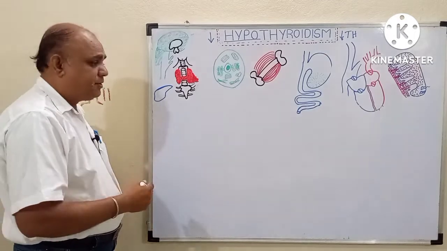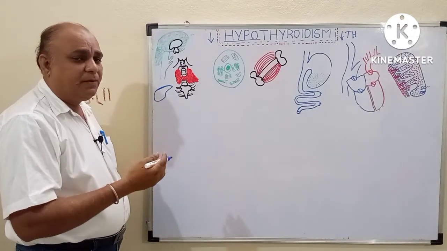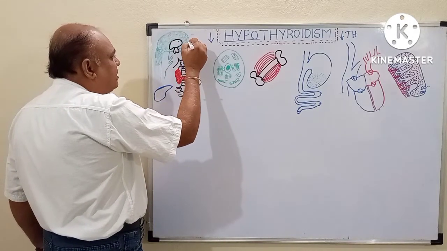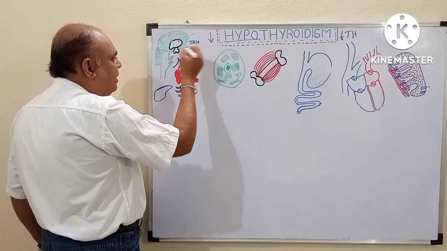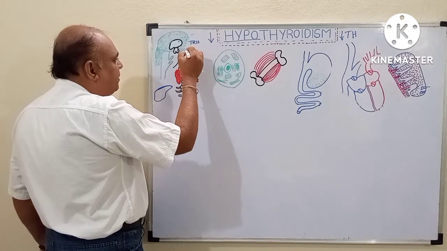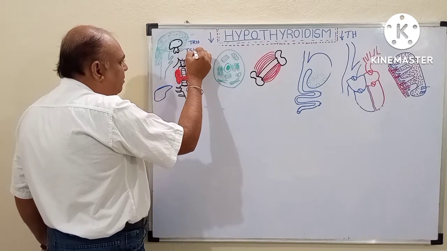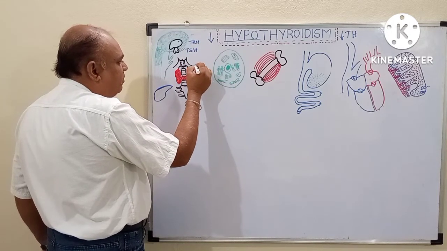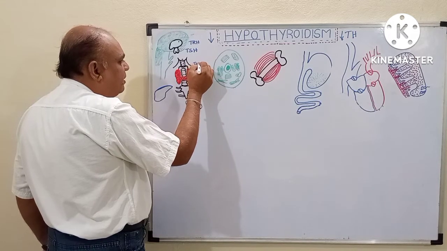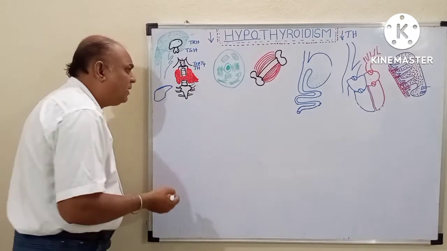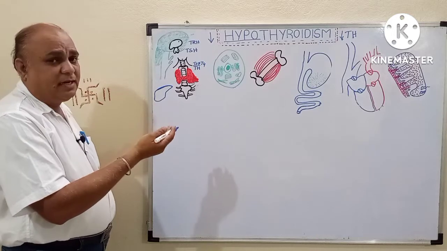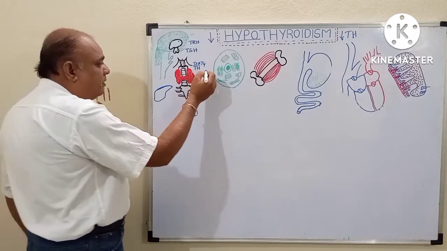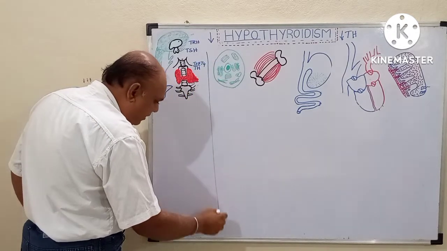Now, before proceeding further, let's have a quick revision of thyroid hormone formation. The hypothalamus secretes thyrotropin-releasing hormone, which is TRH, and the anterior pituitary secretes thyroid stimulating hormone, which is TSH. The thyroid gland secretes thyroid hormones, which are T3 and T4. Now, we will see how exactly hypothyroidism, or low thyroid hormone levels, will affect different organs of our body.